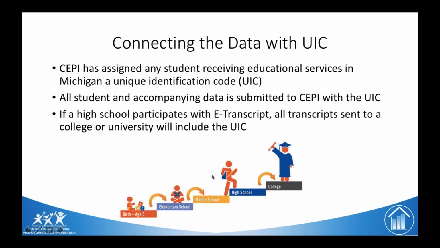And if there are high schools or colleges and universities that participate with e-transcript, those transcripts that are coming to you and to your institution should automatically include that unique identification code. So as the student moves between levels or between schools or colleges, that UIC should stay on that student. So we only have one code identifying the student.